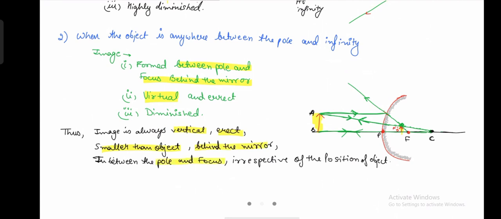So either you place this AB over here, or over here, no matter, you can place it anywhere, the same kind of image will be formed with the same properties. And that's it for the image formation of a convex mirror.